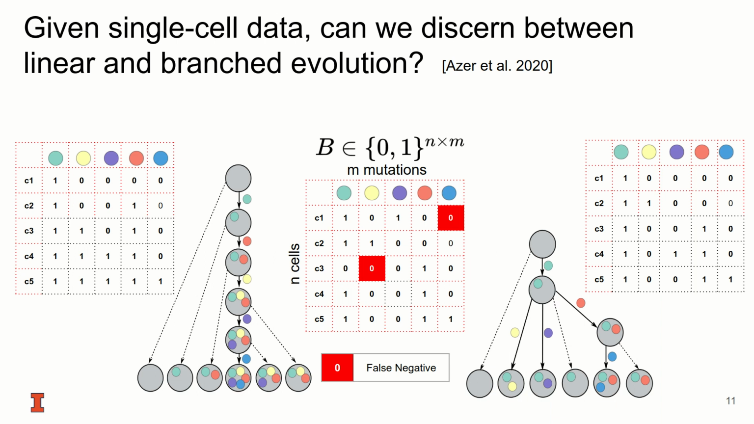So this brings us back to our original question. If we're given single-cell data, can we just discern between the mode of evolution being linear or branched? And this was a question that was recently raised in a paper by Azer and others, where they utilized deep learning to classify the topology as linear or branched. And we wanted to see if we can develop a combinatorial approach to answer this question.